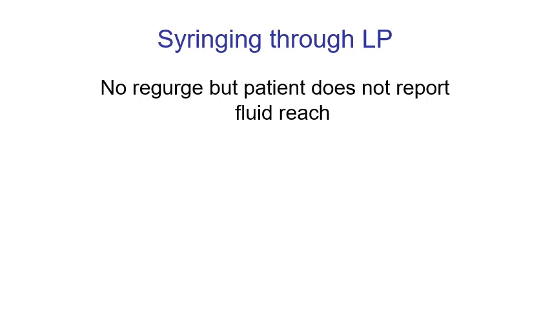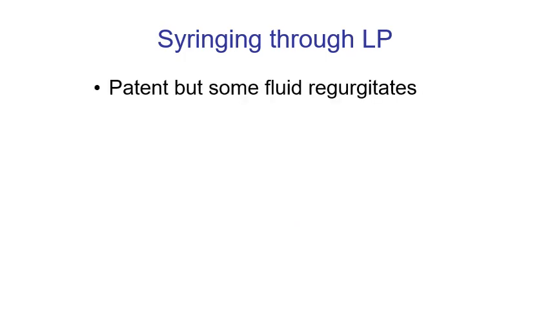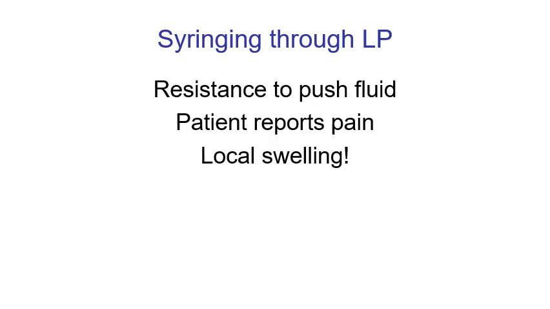Syringing through the lower punctum, no regurgitation, but the patient does not report fluid leak. What could it be? It could be a diverticulum. When you are doing syringing through the lower punctum, it is patent, but some fluid regurgitates. Just as I told, it is a partial block. So the regurgitation can be clear, it can be mucoid, or it can be purulent.